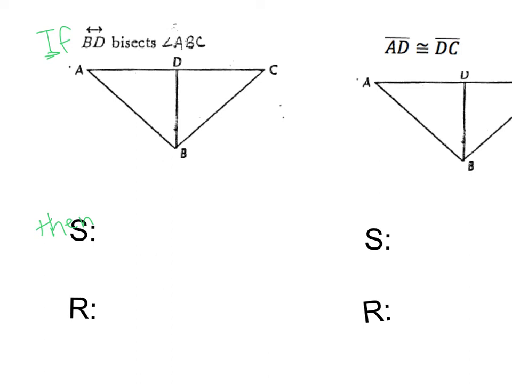So if BD bisects angle ABC, I'm thinking about what bisect means. I'm also highlighting what's talked about in that given information. There's angle ABC, and then I've got BD, which is bisecting it, and I know bisecting creates equal angles. So my most specific conclusion that I can make here is that angle ABD is congruent to angle CBD, or there's another way we could say it.